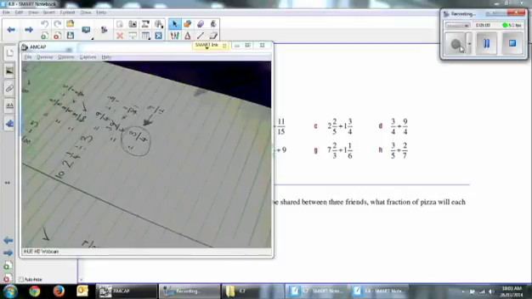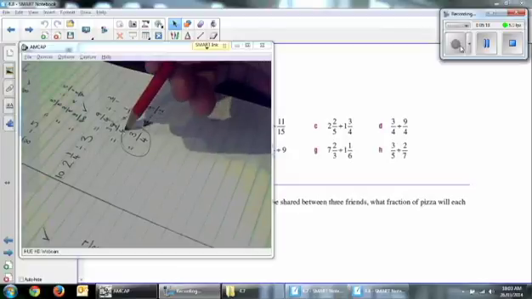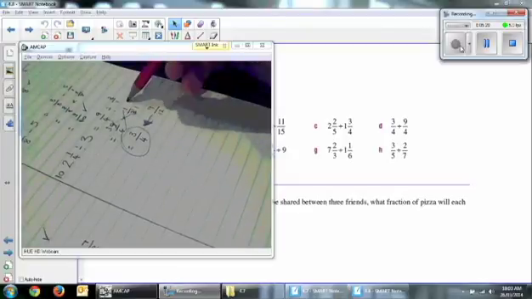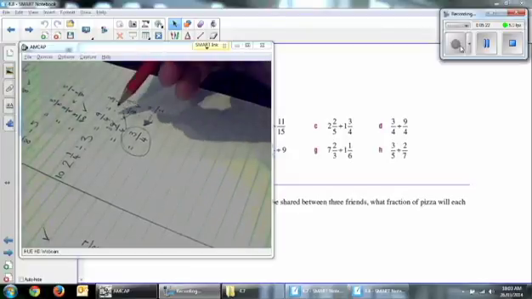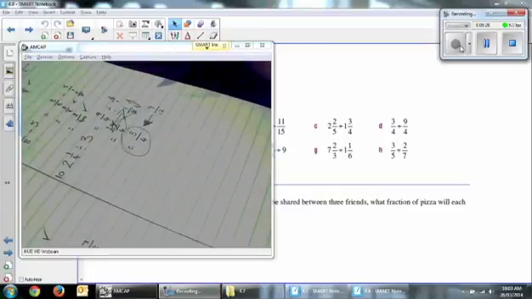Like I said, your teacher will explain cross cancelling to you more in class. All right, but that's a quick example of how we do it. You're allowed to cross cancel diagonally and up and down, but you are not allowed to cross cancel horizontally. Okay, really important that you never cross cancel horizontally.